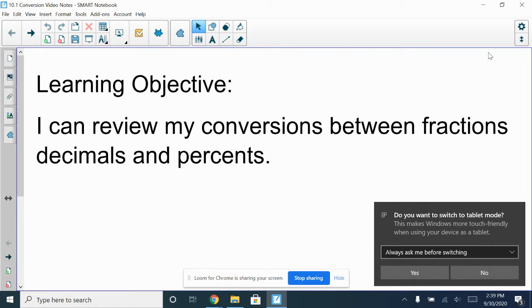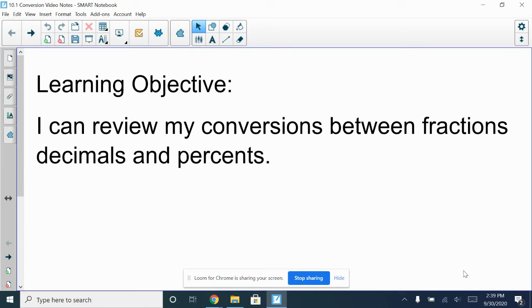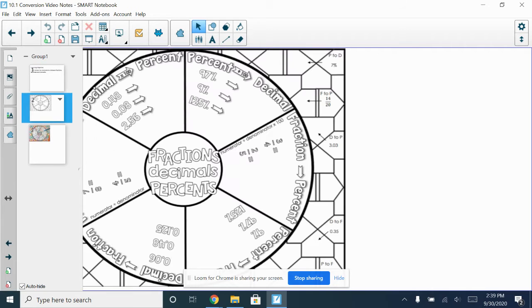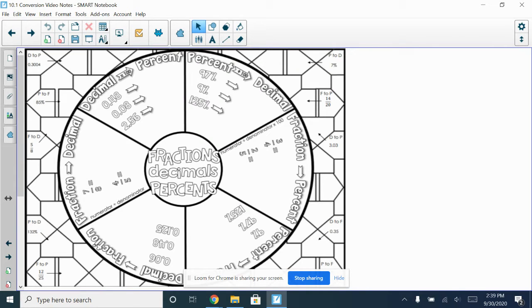And then today we're going to review that, which also includes converting between fractions, decimals, and percent. These notes are on your Schoology page, so if you didn't already get them, they are there.